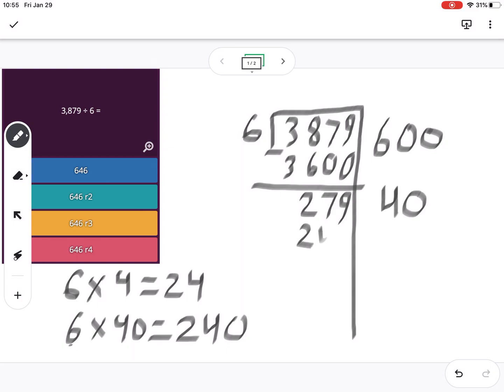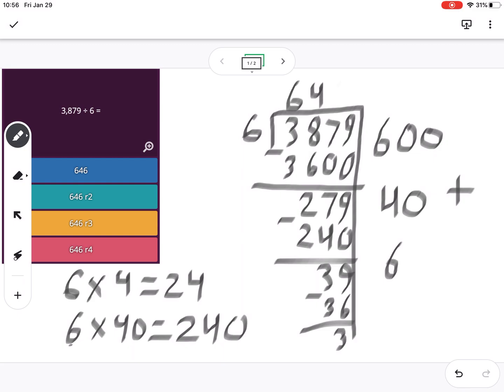We're going to subtract 240 to wind up with 39. Well, I know that 6 times 6 is 36. I know that 6 times 7 is 42. So I'm going to use 6 as my partial quotient. I'm going to plug in 36, subtract, and wind up with 3. To find my final answer, I'm going to add together my partial quotients to get 646, remainder 3.